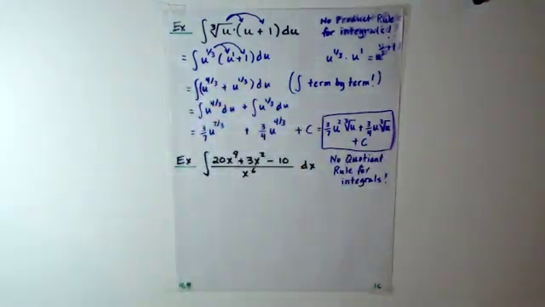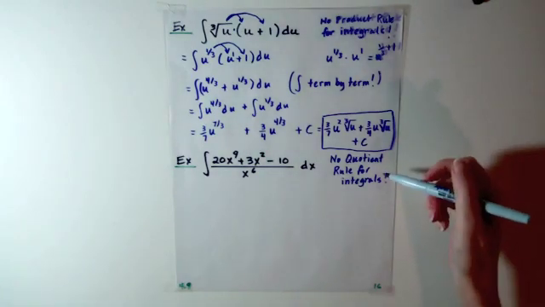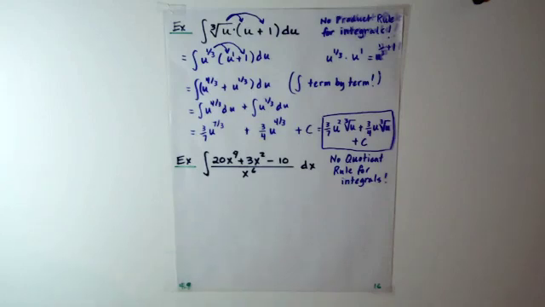Okay, how about the second one? Is there a way to rewrite it so that we no longer have a quotient? Since we have no quotient rule for integrals, can we rewrite it?